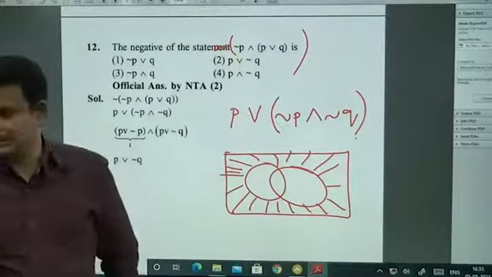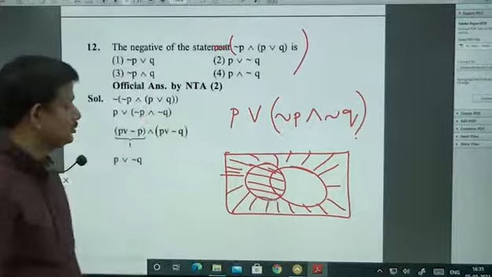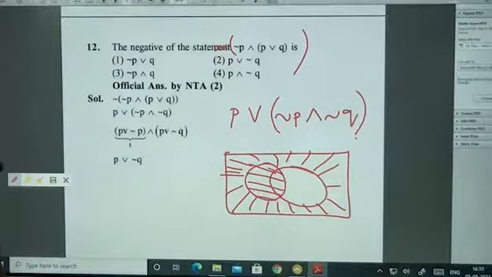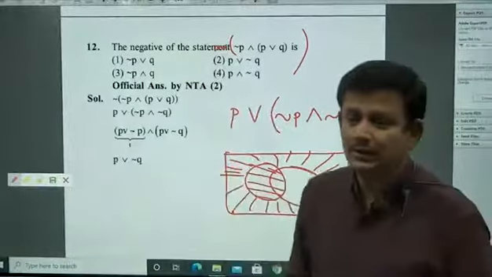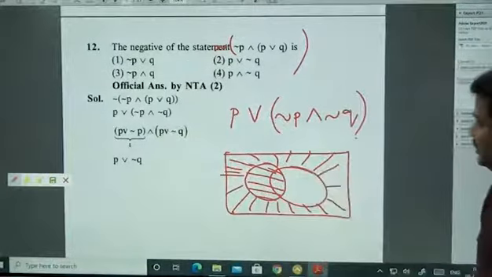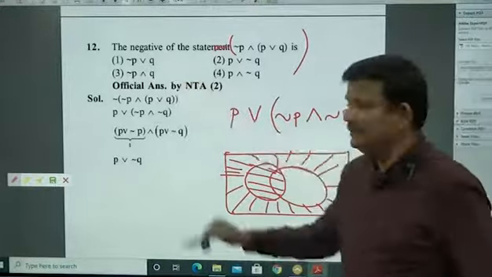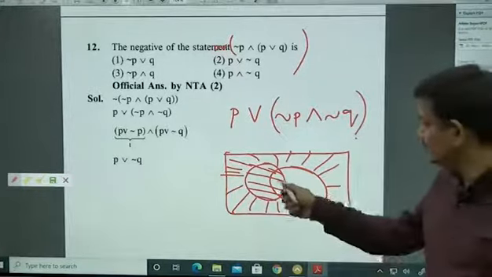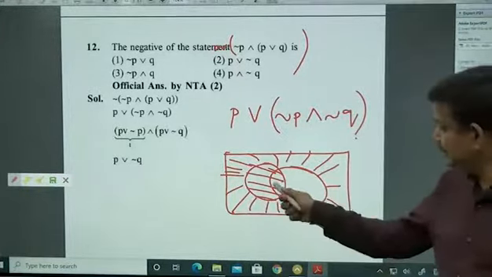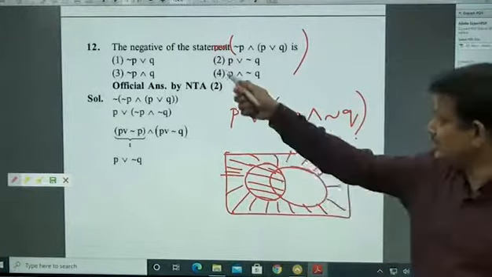This RP means also the elements inside P. So what is missing here? Only that small q part is missing. You can check which of them will be your answers. Negation P or Q. So every element in Q will be part of this. Can this be part of this? No. This can't be part of this. So first option is ruled out.